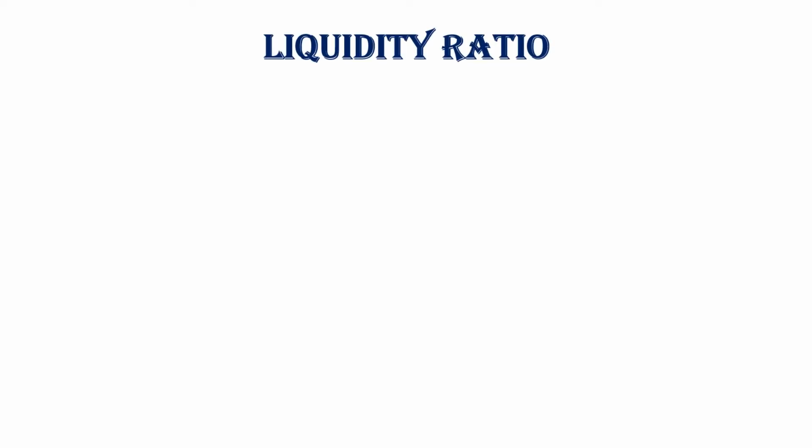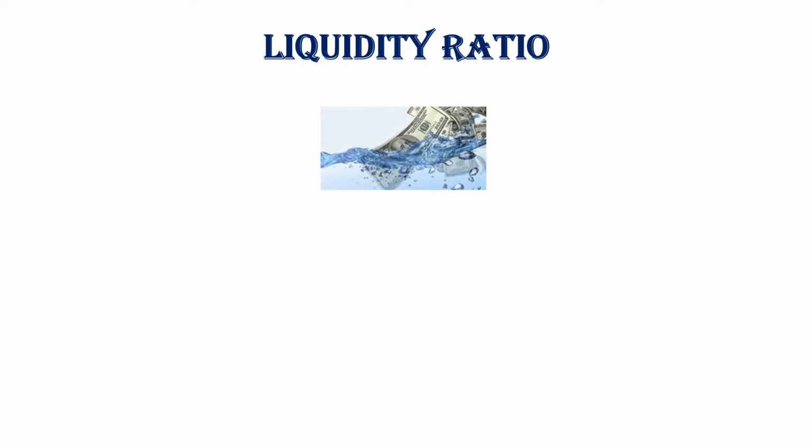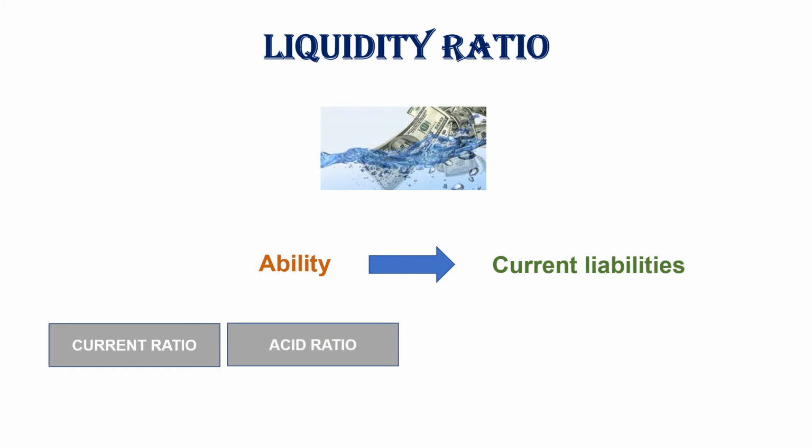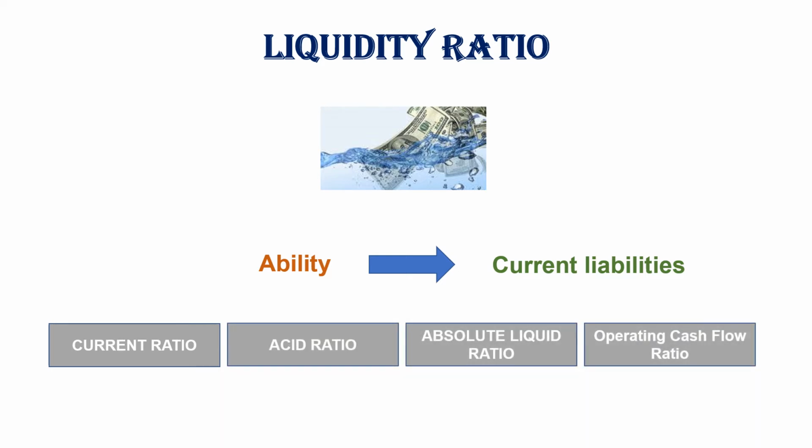So what does liquidity ratio actually mean? Liquidity ratio is the ability to pay current liabilities. So it's the ability to meet current liabilities. This is divided into 4 different ratios, that is current ratio, quick asset ratio, absolute liquid ratio, and finally operating cash flow ratio. Before going to each of the ratios, let me explain the basic rule.